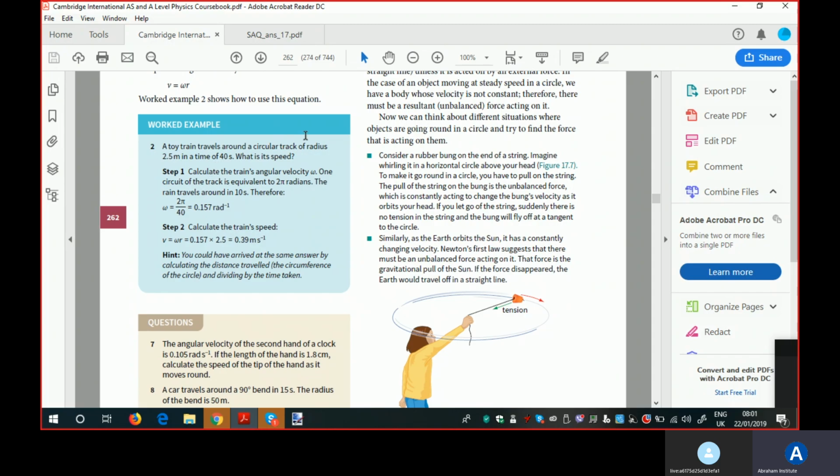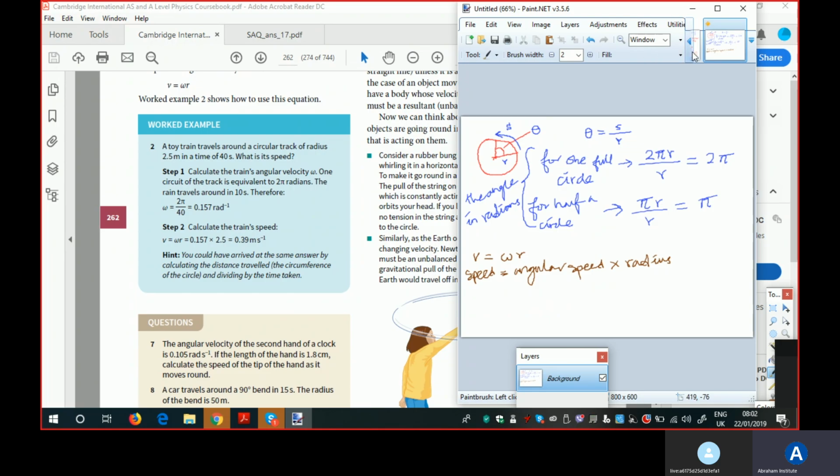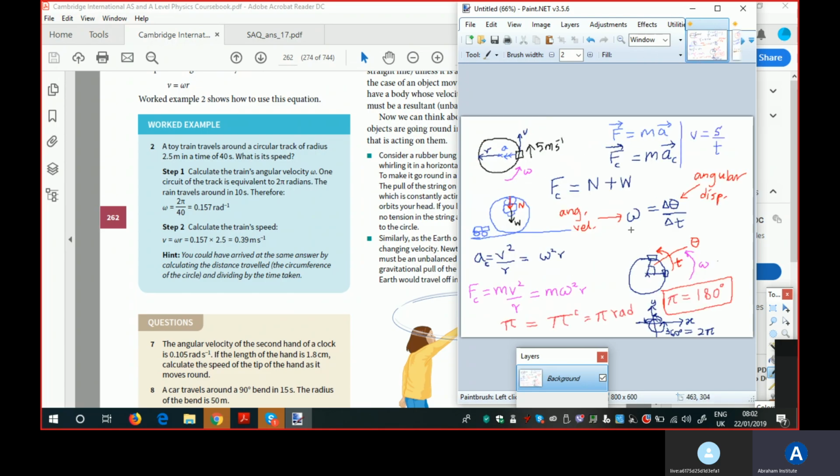Here they say it travels around a circular track of radius. So that means for one whole circle it takes 40 seconds. So again we are using this equation here. It completes one whole circle. Now the angle for one whole circle is 360 degrees or 2 pi radians. So here they substitute 2 pi and the time taken for that is 40 seconds. So that's how they get this 2 pi divided by 40.